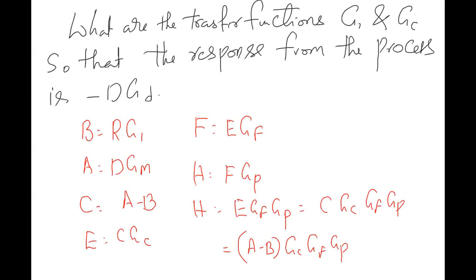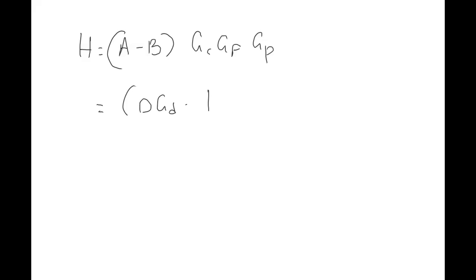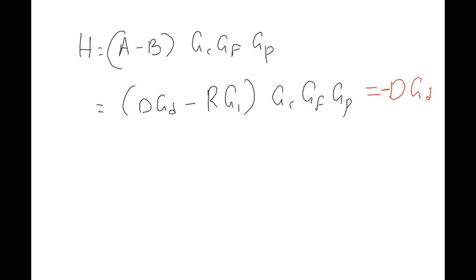Finally, what is H? H is equal to A minus B into Gc Gf Gp. What is A? D into Gm minus R into G1 Gc Gf Gp. But this H should be equal to minus D into GD. So then what do you get? D into Gm.